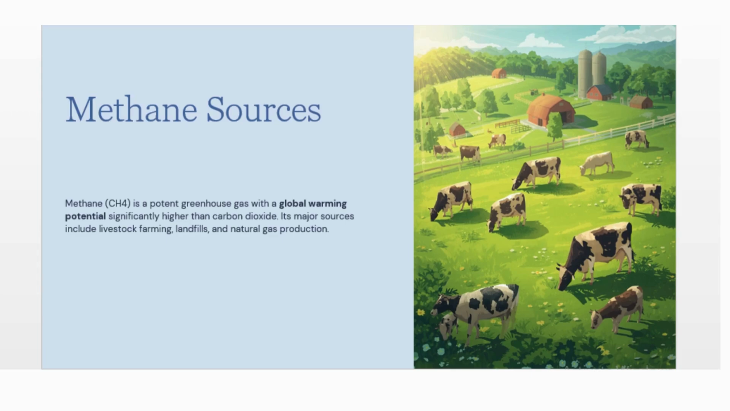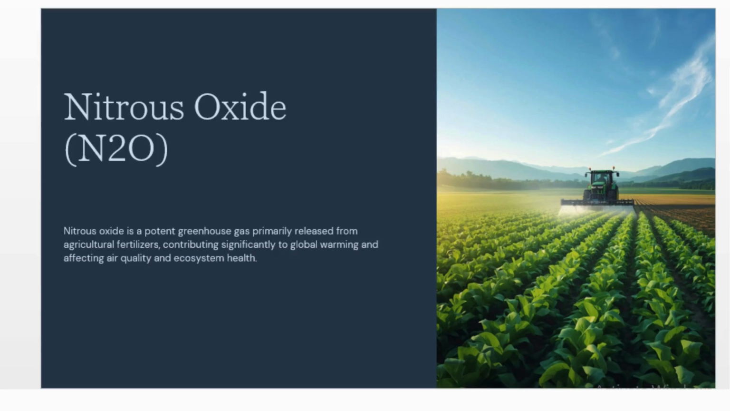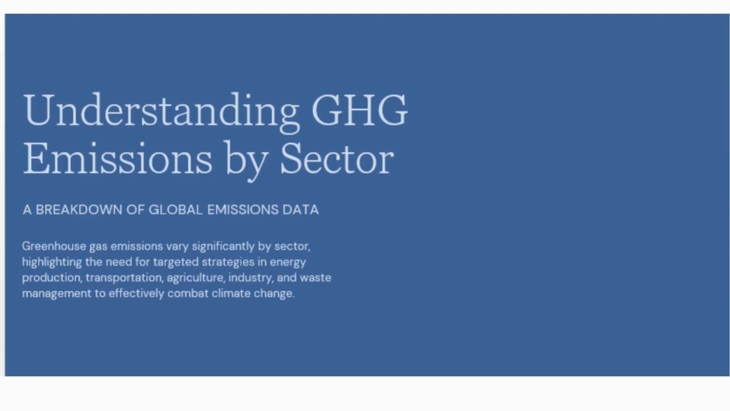Next one is methane gas. Methane is a potent greenhouse gas with a global warming potential significantly higher than carbon dioxide. Its major sources include livestock farming, landfills, and natural gas production. Nitrous oxide is a potent greenhouse gas primarily released from agriculture fertilizers, contributing significantly to global warming and affecting air quality and ecosystem health.